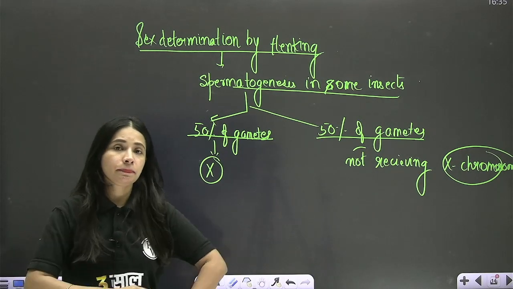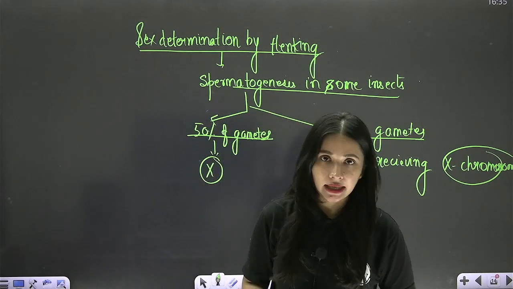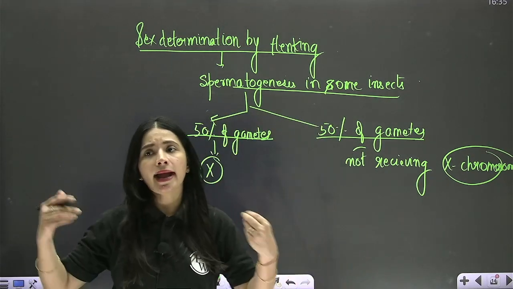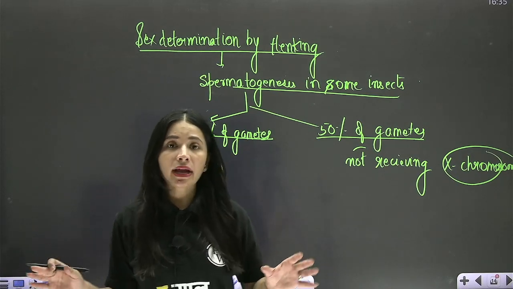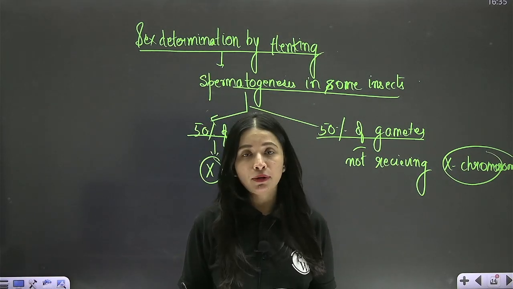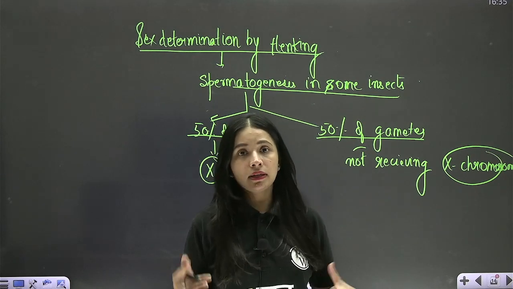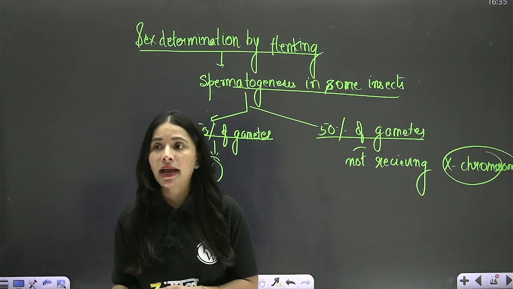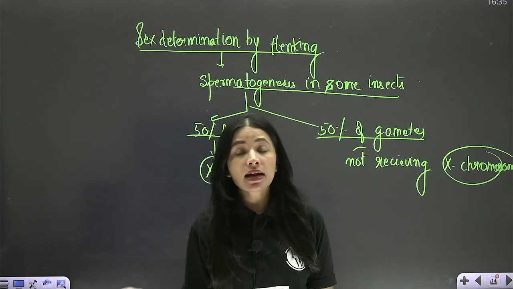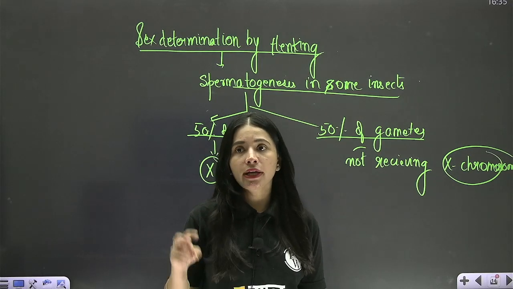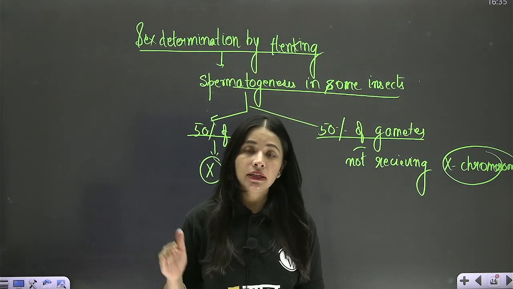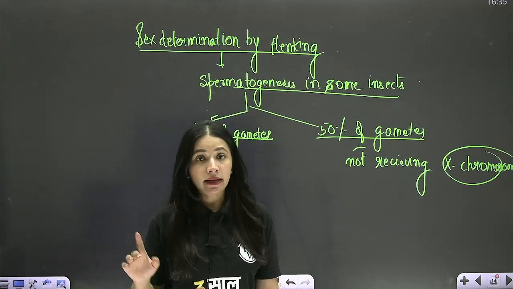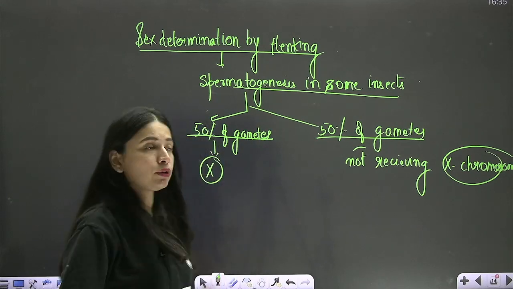Now, the basic method of determining sex is genetical, which can be divided into two categories: male heterogamety and female heterogamety. Male heterogamety means males are responsible for producing two types of gametes, like you see in XX-XO type and XX-XY type, whereas female heterogamety means females are responsible for producing two types of gametes, like you see in ZZ-ZW and ZZ-ZO type, right? Very important, students, you all have to remember this thing.